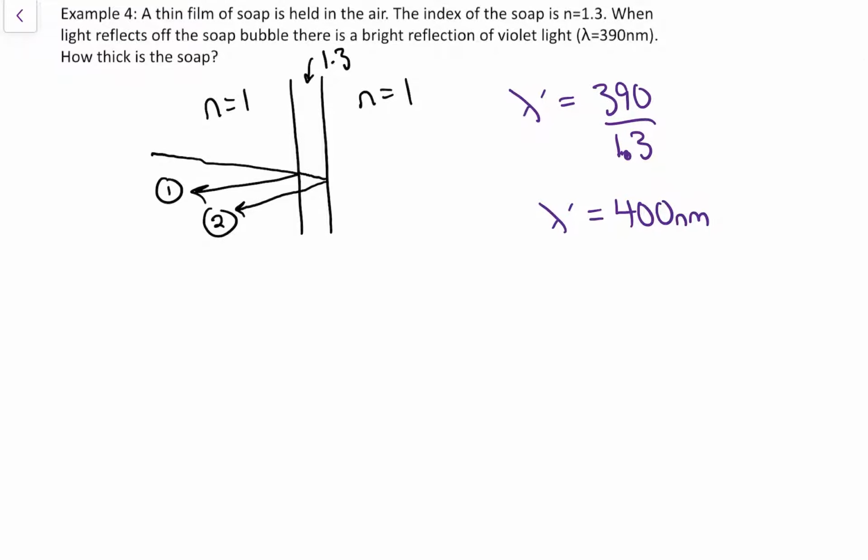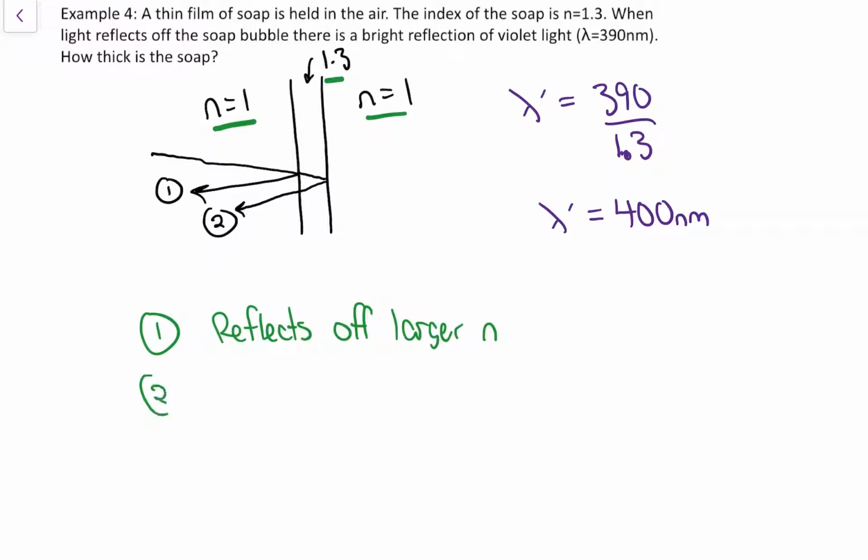Now, the next step is to look at the reflections. If we look at this one, the ends are all out of whack. They go from small to big back to small. Since the ends are out of whack, really what that means is bundle of light number 1 reflects off a larger end, but bundle of light number 2 does something different. It's in the 1.3 and reflects off of air, so it reflects off a smaller end.